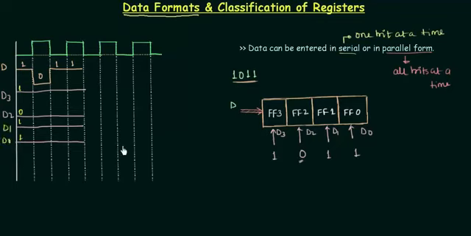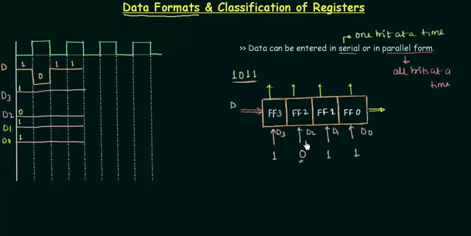So this is a small introduction about the data formats available to us, and you can also extract the stored data in the serial or parallel form. If you want to extract the data in the serial form, then it will come out like this, and if you want to extract or retrieve it in the parallel form, then it will come out like this. You are getting out the stored data.